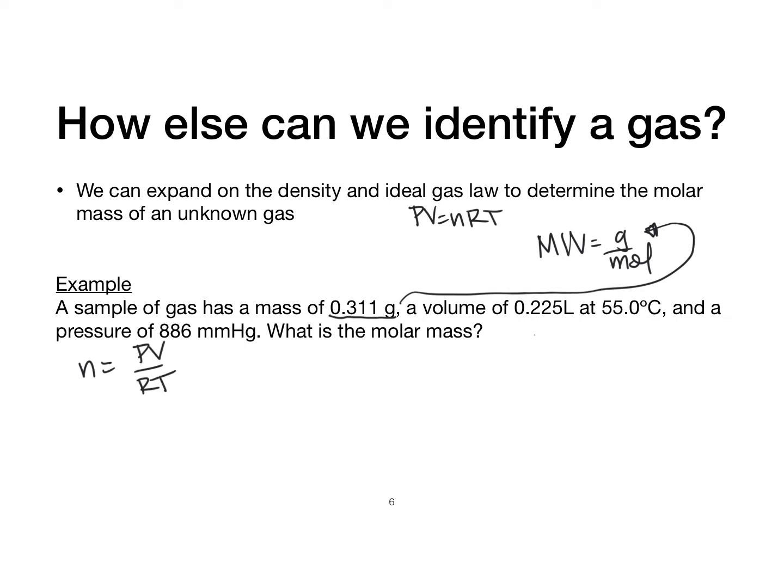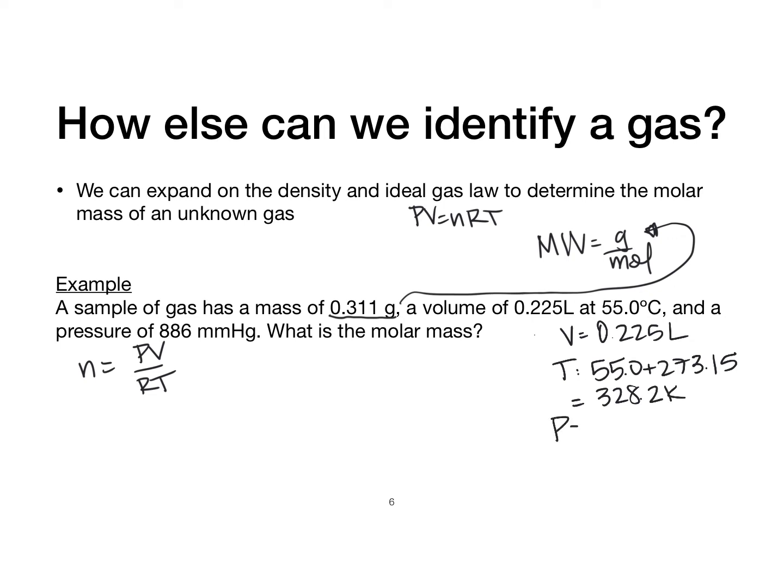and then divide the mass by the moles, because this amount, 0.311 grams, corresponds directly to the amount of moles in this calculation. So we have a volume of 0.225 liters. We have a temperature of 55.0 plus 273.15, and that gives us 328.2 Kelvin.